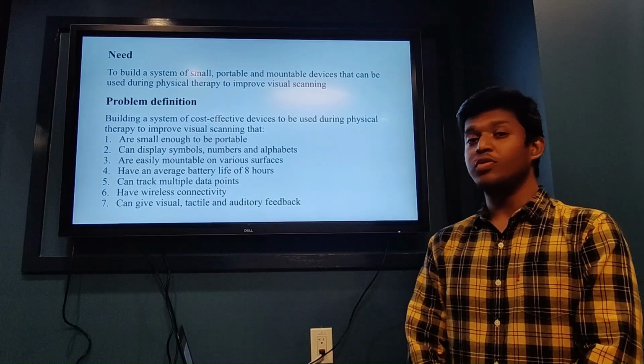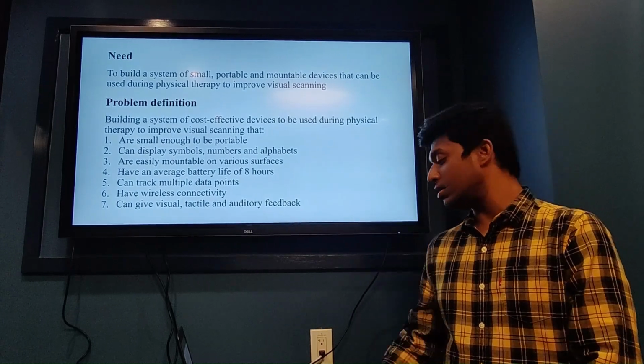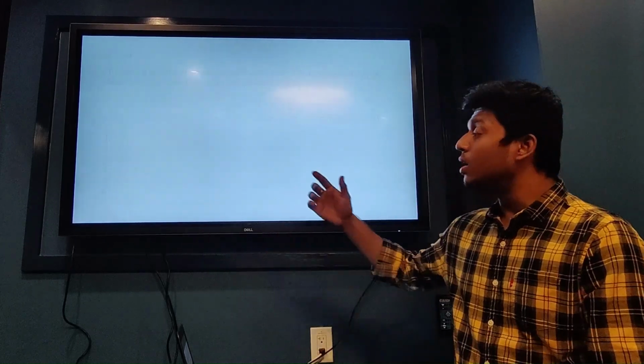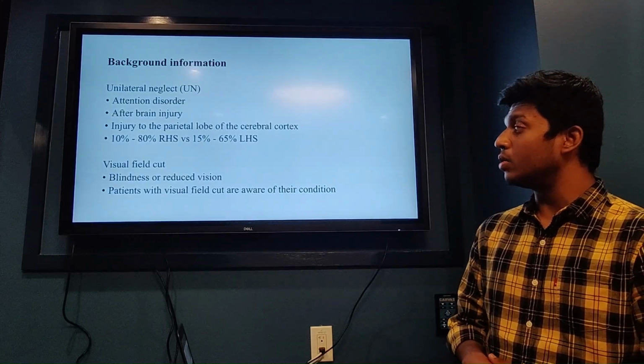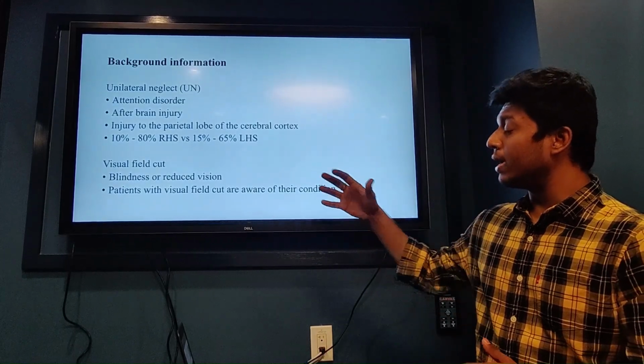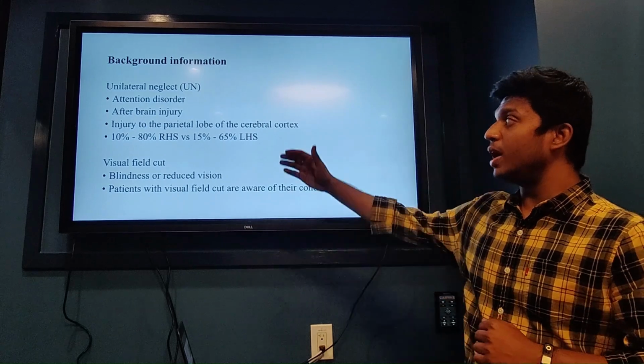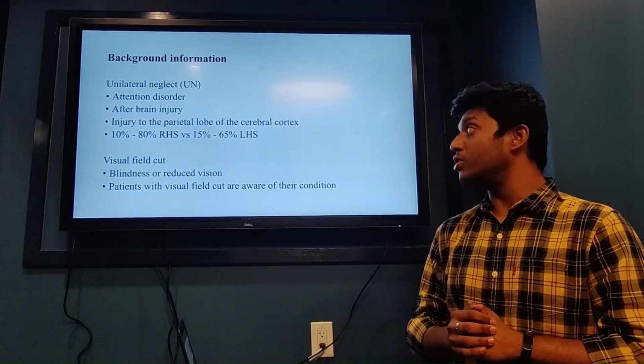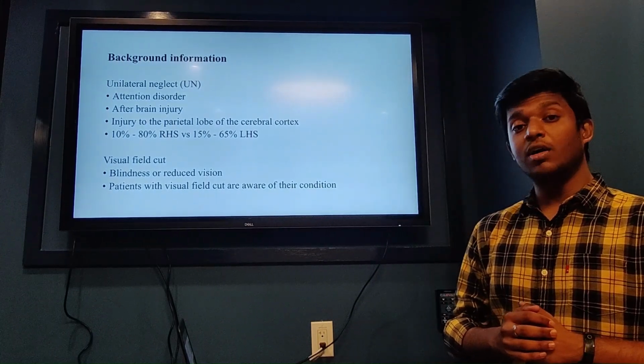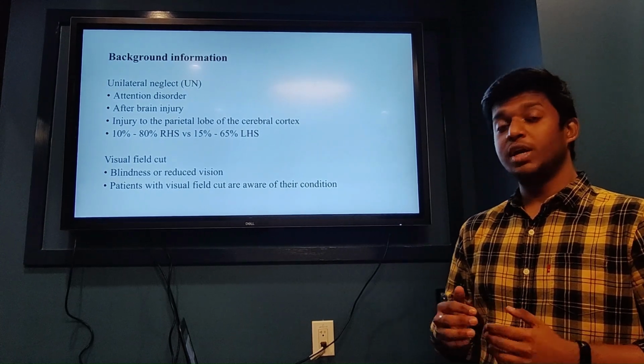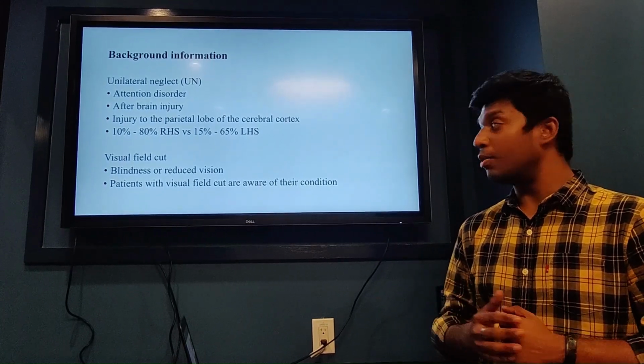Since we've already had a run through of this during the poster part of the presentation, we will be moving on to see which disorders we're looking at with this product. Firstly, we have unilateral neglect, which is an attention disorder. It typically occurs after brain injury, which can be something like stroke or brain hemorrhage.